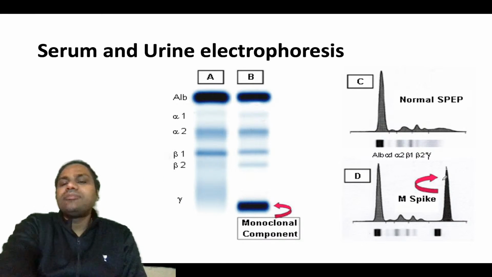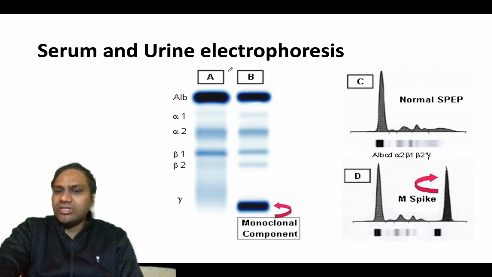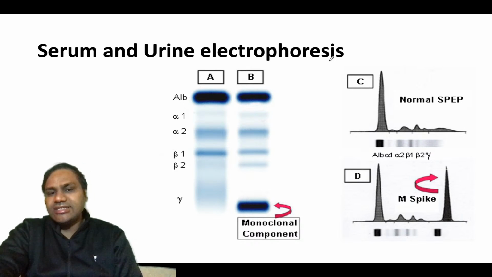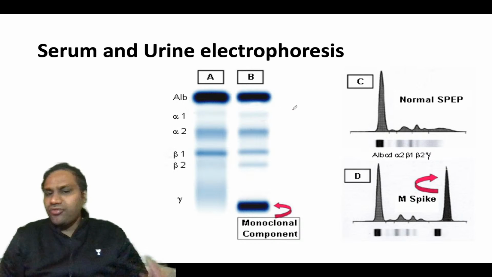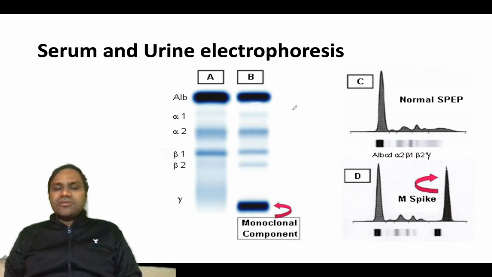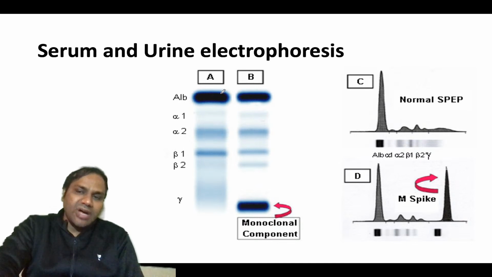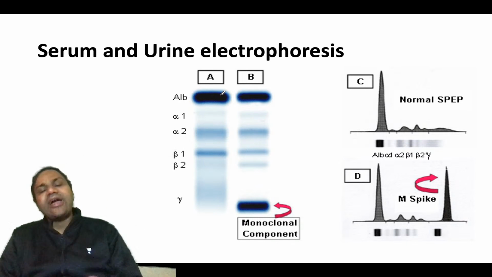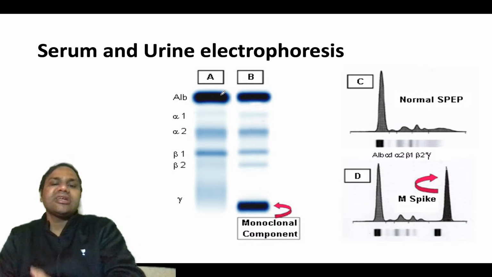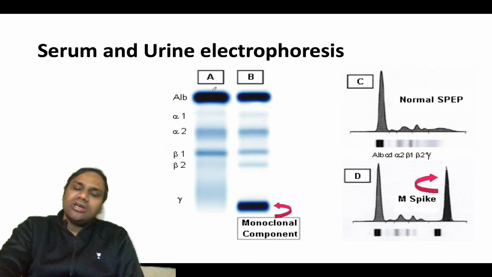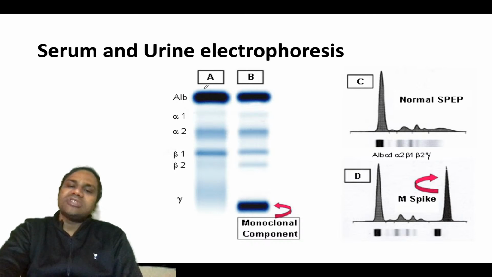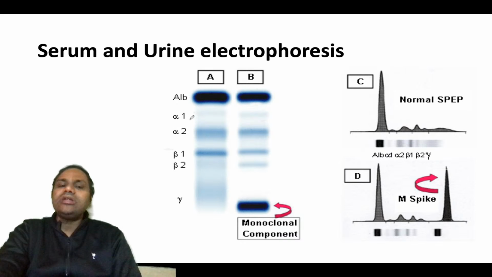Another important investigation is serum and urine electrophoresis. We talked about this in yesterday's class also. Electrophoresis works on the basis of charge, and mass and charge, plus other factors like the medium and the temperature. The proteins separate into two forms, albumin and globulin. Globulin can again be alpha 1, alpha 2, beta 1, beta 2, and gamma globulin.